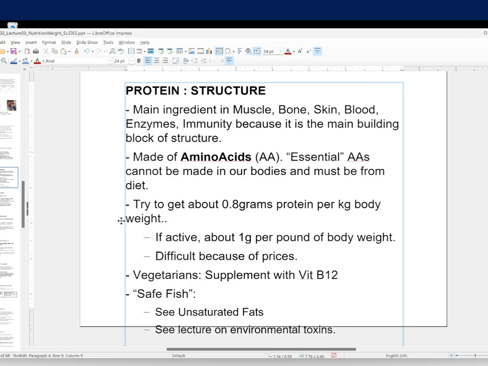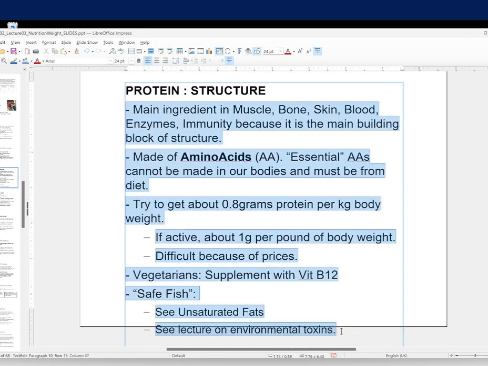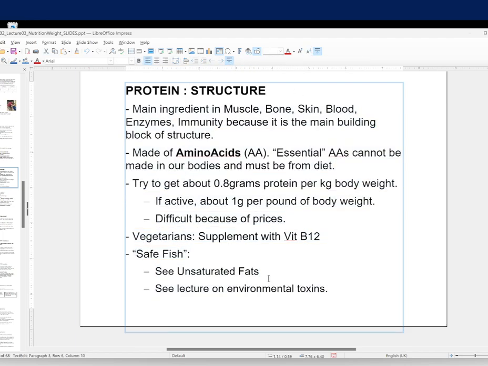Okay, now what if you don't want to eat animal meat? You're a vegetarian. Understandable. And it is very possible. Okay, it's very possible to eat all the protein you need through vegetables.